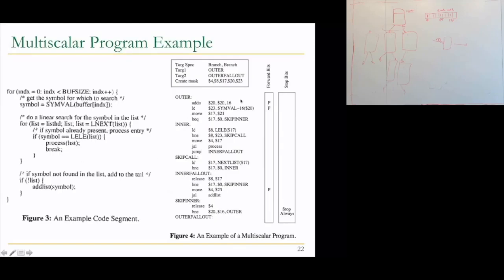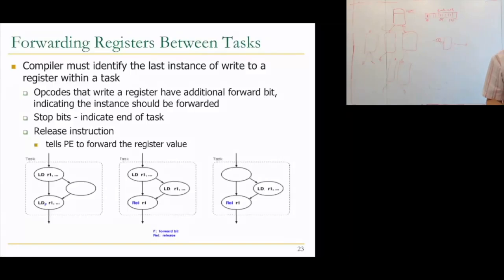The task does the search for the symbol, and these are the instructions that forward their values, basically register 20 and register 23. Those are produced with these instructions, and they get forwarded to other tasks because other tasks need them. Other tasks also need register 4, and register 8 and register 17 happen to be produced, but they're released with a release instruction, and we will see the reason for release instructions soon. Stop means you stop the task when you reach this instruction. I'd encourage you to read the Multiscalar paper to get more details.